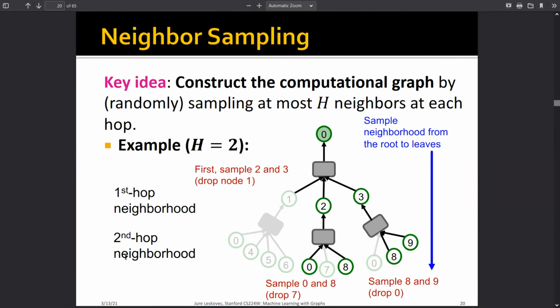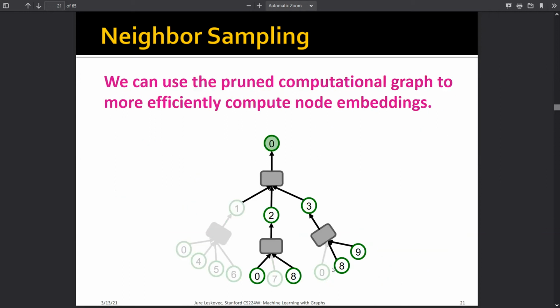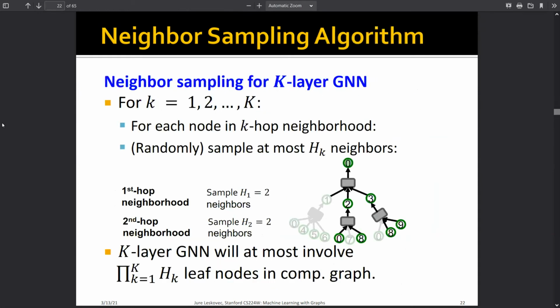So first-hop neighborhood, second-hop neighborhood. First we sample 2 and 3. Okay, and for this layer it takes just these two, 0, 8 and 8, 9. Here he is dropping 0, 4, 6, and 7. We can prune the computational graph to compute more efficiently. So what he's doing, I understand, is introducing more noise, but the computational time will reduce considerably. It's very similar to what SGD does. Neighborhood samples for each node.